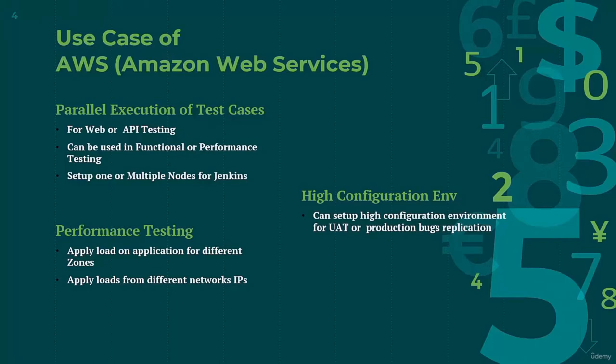So that is the biggest advantage. And that will be used for web and API testing. Also, these nodes or the parallel execution can be used in functional as well as in performance testing. Set up one or multiple nodes for Jenkins. So these are the areas where we are doing parallel execution. And here we can use AWS.